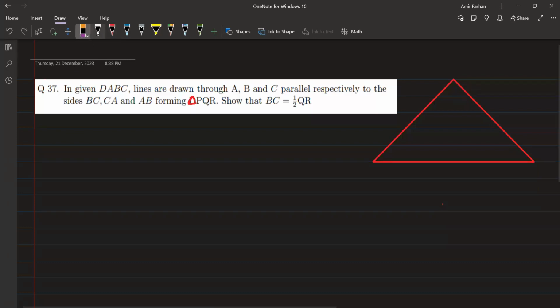This is basically the sign of the triangle. In triangle ABC, lines are drawn through A, B and C parallel to the sides BC, CA and AB. So it's clear, everybody? This is the triangle sign. Parallel to BC, CA, forming PQR.